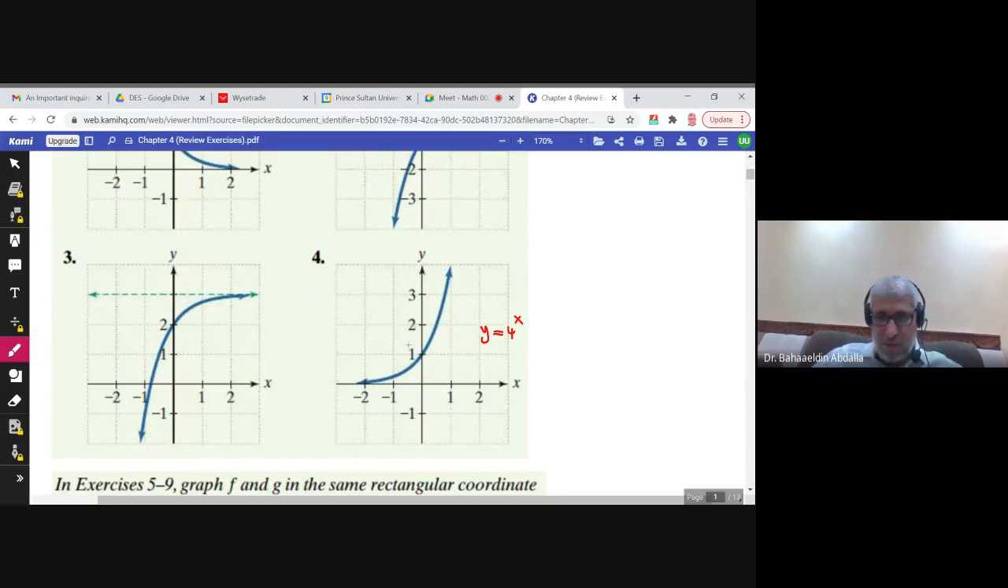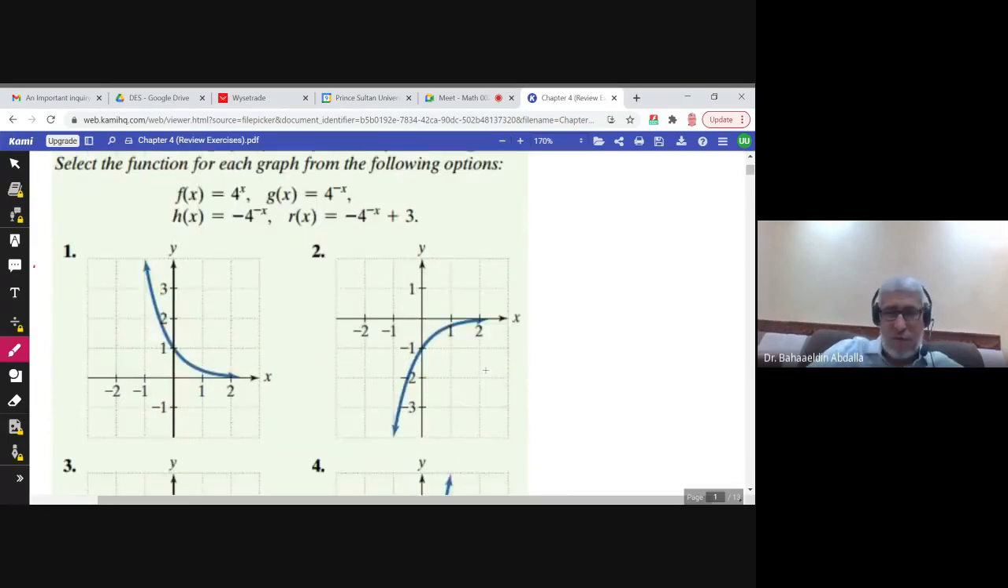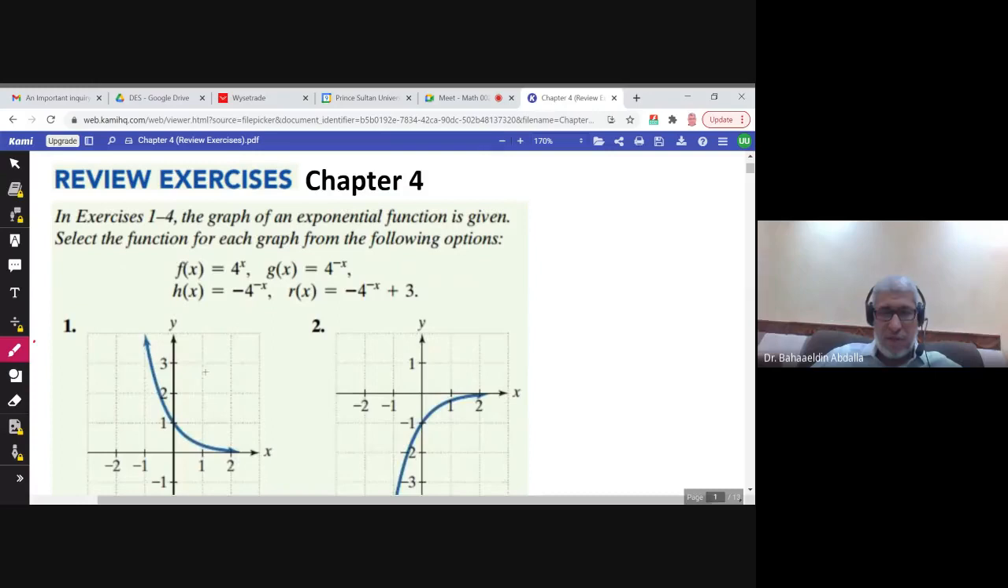Something like this. So this would be the graph of 4 to the power negative x. It is this one. Also, you can say to yourself that 4 to the power negative x is in fact 1 over 4 to the power x. So it's an exponential function with base less than 1. So the graph would be decreasing like this.